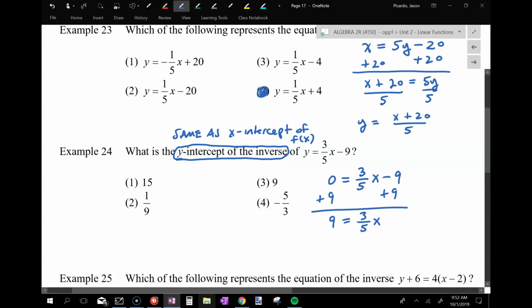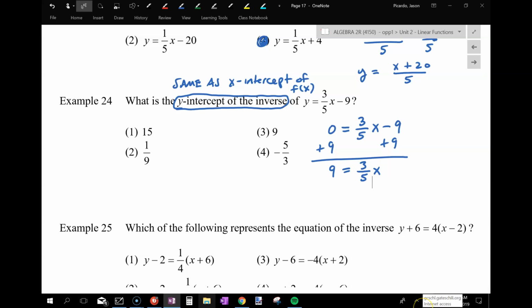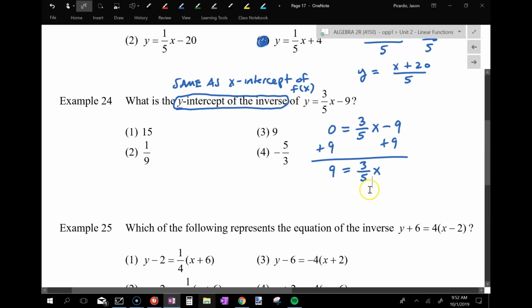How do I get rid of that 3/5? Good algebra lesson. How do I get rid of that 3/5? Multiply by the reciprocal. Now, why the reciprocal, guys? What am I doing to this x? Tell me, what is this 3 doing to the x? Multiplying. What's the opposite of multiplying by 3? Dividing by 3. So if I divide both sides by 3, then I would do that, right?